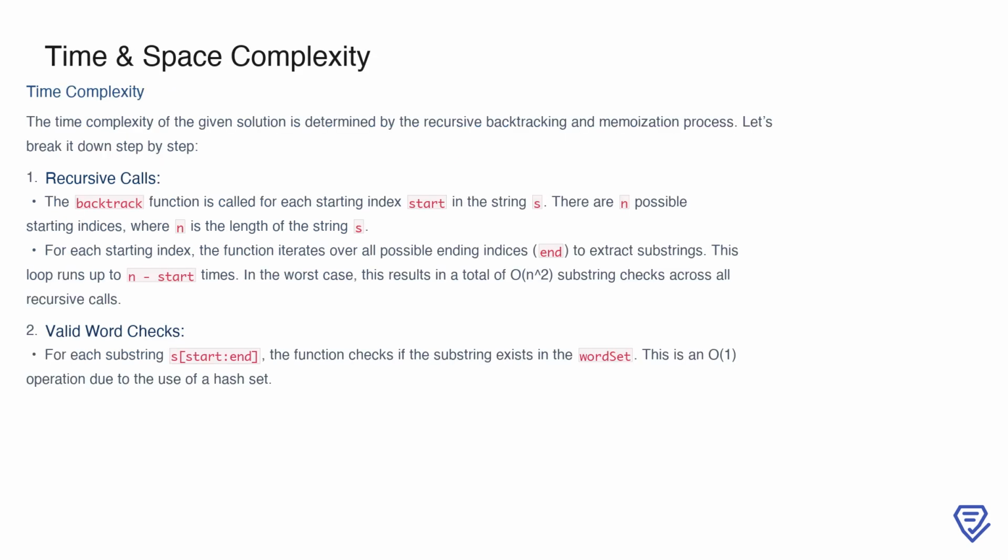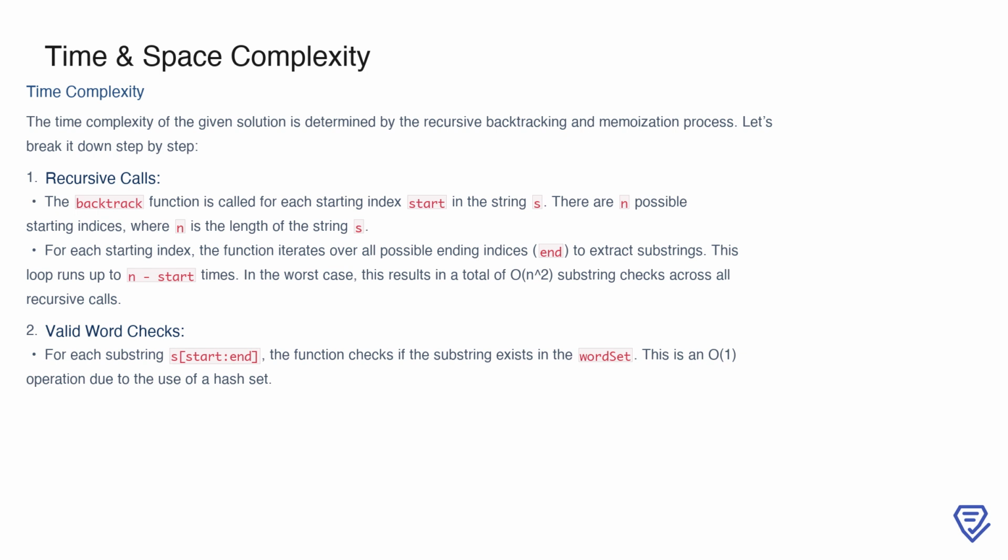The time complexity of our solution is influenced by the recursive backtracking and memoization process. First, let's consider the recursive calls. The backtrack function is invoked for every possible starting index in the string s, and there are n such indices, where n is the length of the string. For each starting index, the function iterates through all potential ending indices to extract substrings. This inner loop can run up to n times, leading to O(n squared) substring checks in the worst case when you sum this across all recursive calls.